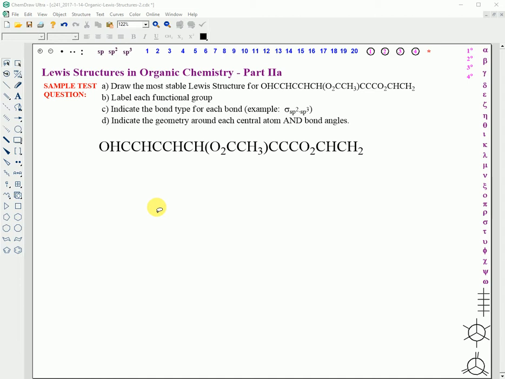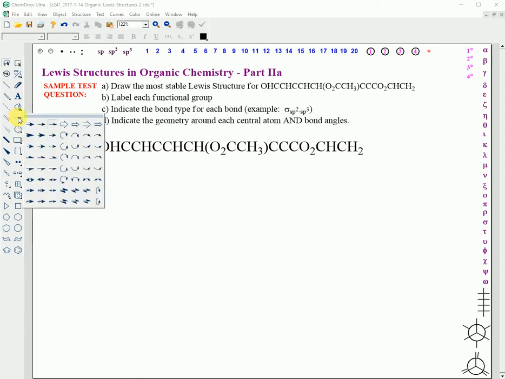Carbon forms 4 bonds with no lone pairs. Nitrogen forms 3 bonds with 1 lone pair. Oxygen forms 2 bonds with 2 lone pairs. Halogens form 1 bond with 3 lone pairs. Halogens being fluorine, chlorine, bromine, iodine.